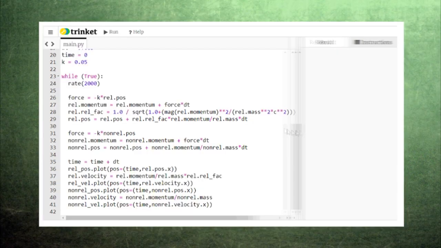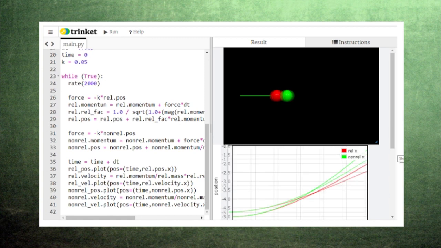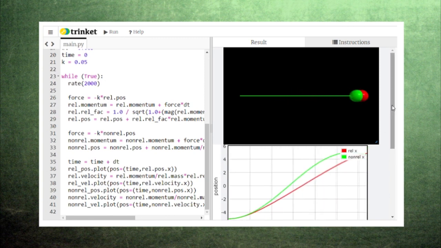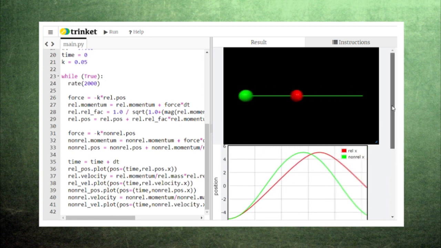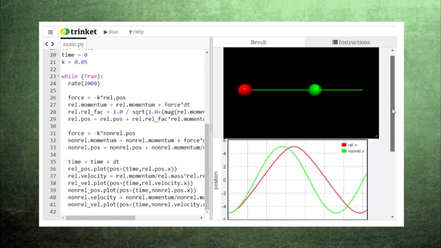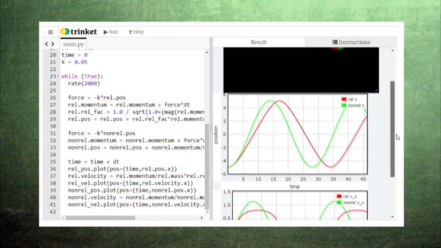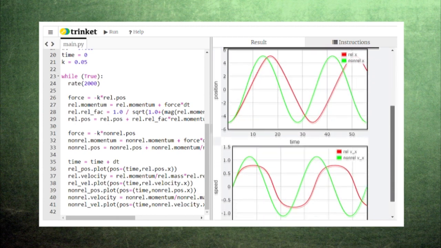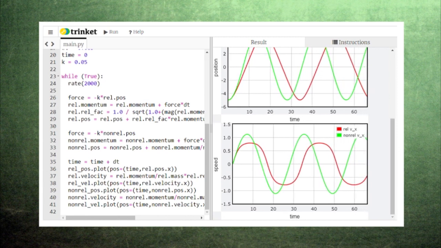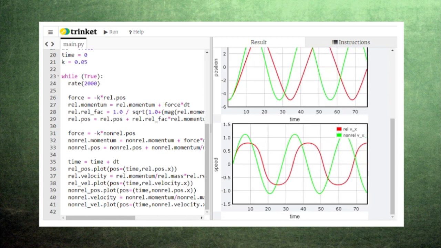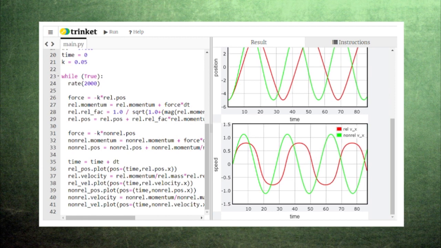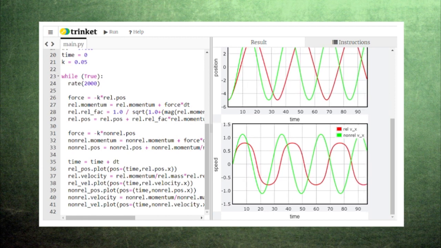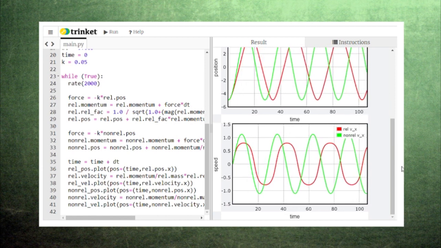When we run the code, we see that our relativistic red ball falls behind the ordinary green ball. This is because of the relativity factor that makes it less responsive to forces at higher speeds. You can see this difference in the graph of each ball's velocity versus time, where the red ball must keep its velocity below the speed of light. Again, this is the speed limit for the universe.